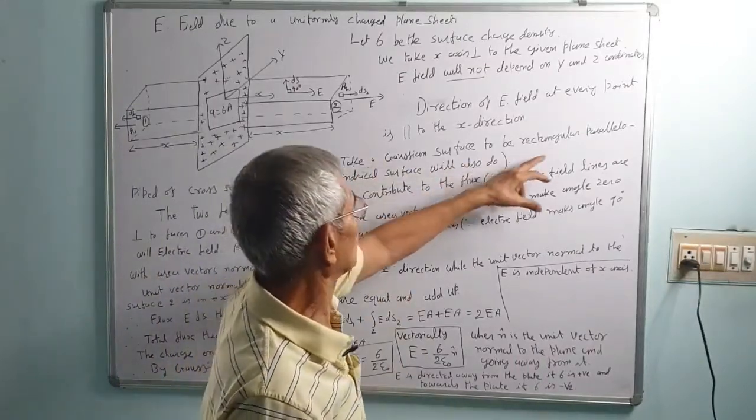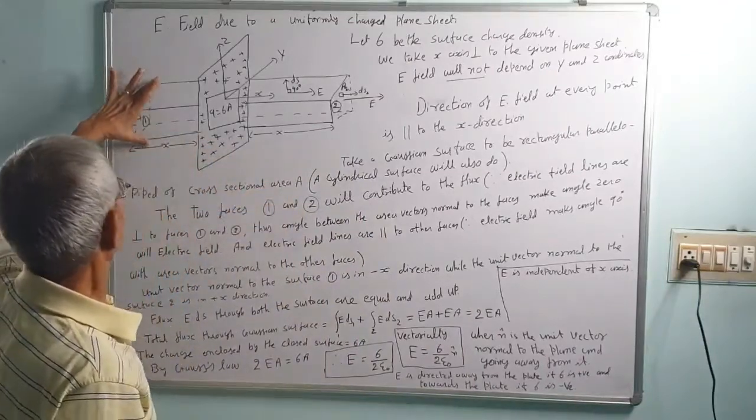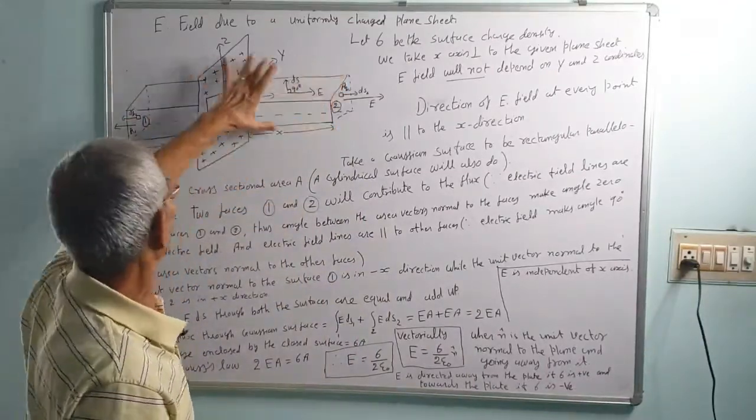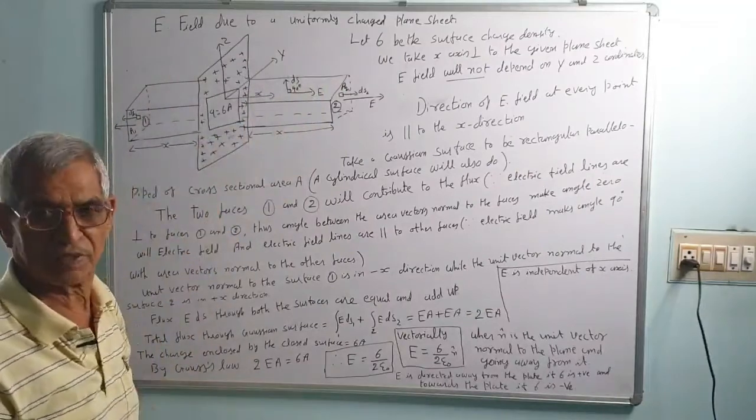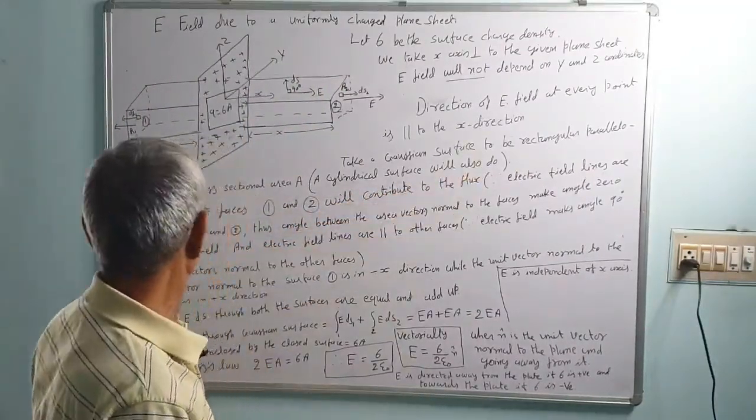Take a Gaussian surface to be a rectangular parallelepiped of cross-section area A. This is a hypothetical, imaginary Gaussian surface we have taken. You can also take a cylindrical surface and it will work as well.